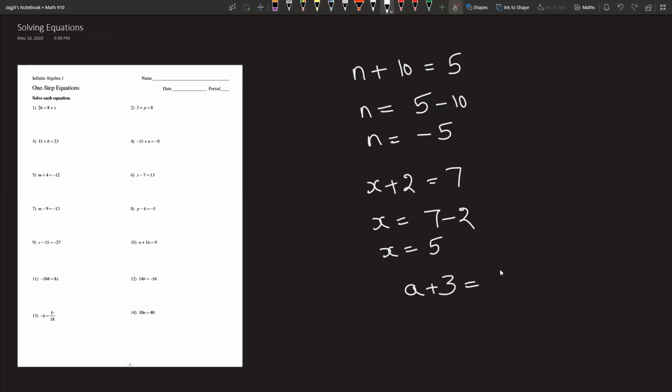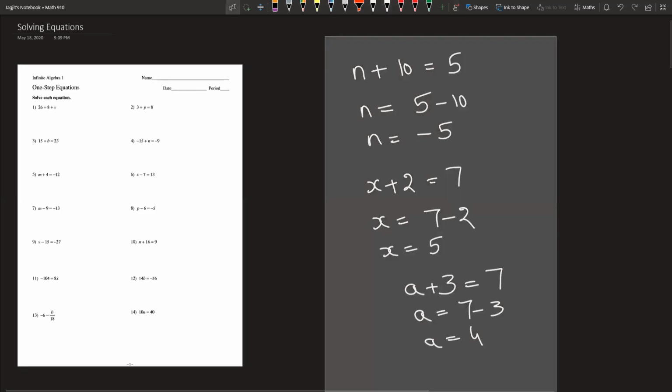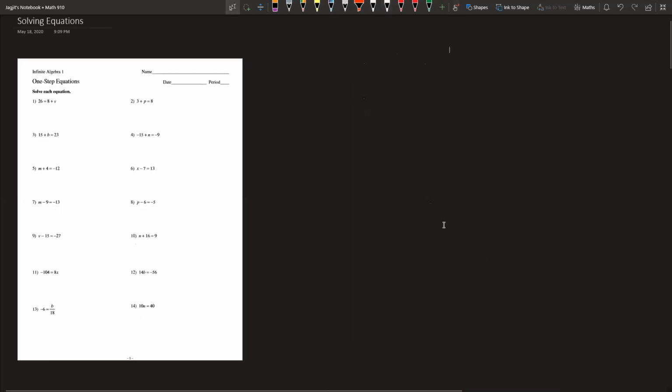Let's see. A plus 3 is equal to 7. So what's your A going to be? Plus 3 will go to the other side, become minus 3. So A is equal to 4. Okay. Are you guys good so far? Yep. Okay. All right.